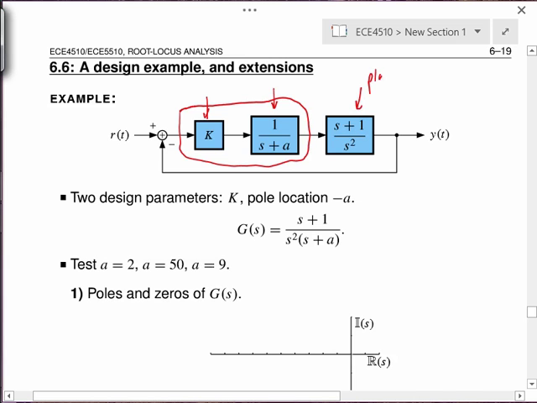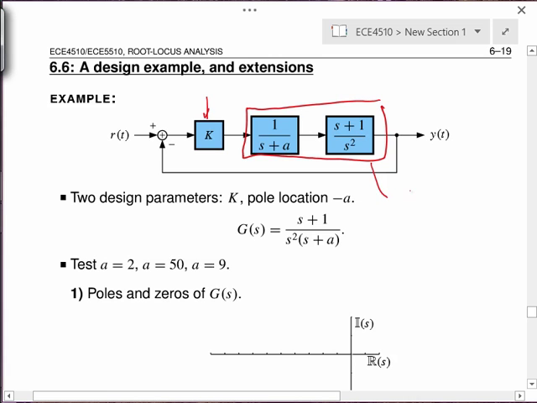This here is our plant. It's S plus 1 over S squared. But for the purpose of the root locus, the root locus rules allow us to plot versus this variable parameter K what happens to these combined dynamics here, which when I put together is going to be 1 times S plus 1 all over S plus A times S squared, which is this G of S. So the root locus rules apply when I am selecting or varying one parameter only.